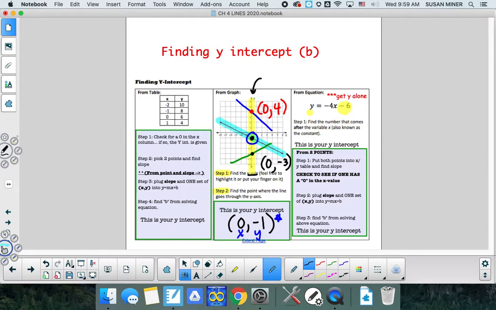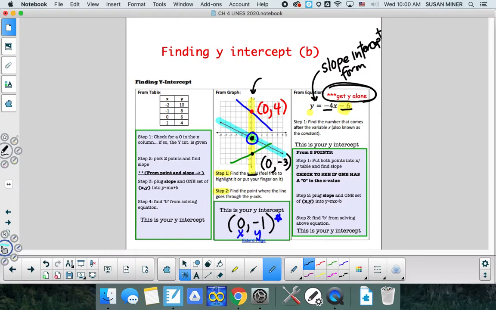Okay, from an equation, here is the number one most important rule. I always have to get y alone. My equation has to look like this. It has to be in what we call slope-intercept form. I want it to be y equals mx plus b, or y equals blank x plus blank. It has to look like that in order for me to be able to tell what the y-intercept is.